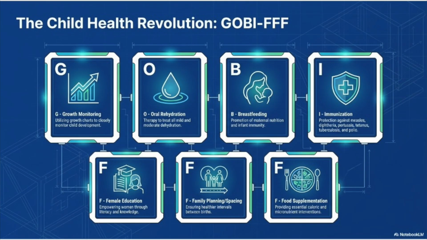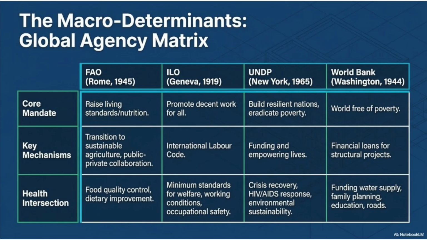Over the years, UNICEF has launched several successful child health initiatives. These include the GOBI strategy consisting of growth monitoring, oral rehydration therapy, breastfeeding promotion, and immunization. This approach was later expanded to GOBI FFF by adding female education, family planning, and food supplementation, creating a more comprehensive child survival strategy.